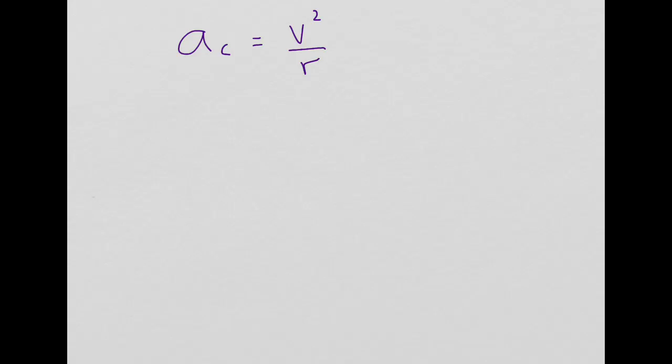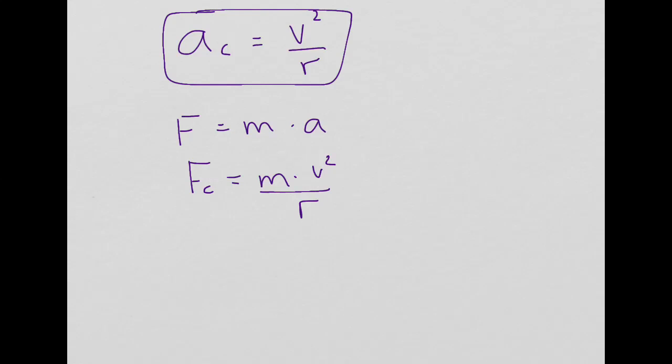Alright. Now finding centripetal force is actually pretty simple. We know that force is equal to mass times acceleration. So centripetal force is equal to mass times centripetal acceleration, which is this right here. So it's mass times v squared over r. So these are two very important formulas. This one right here and this one right here.